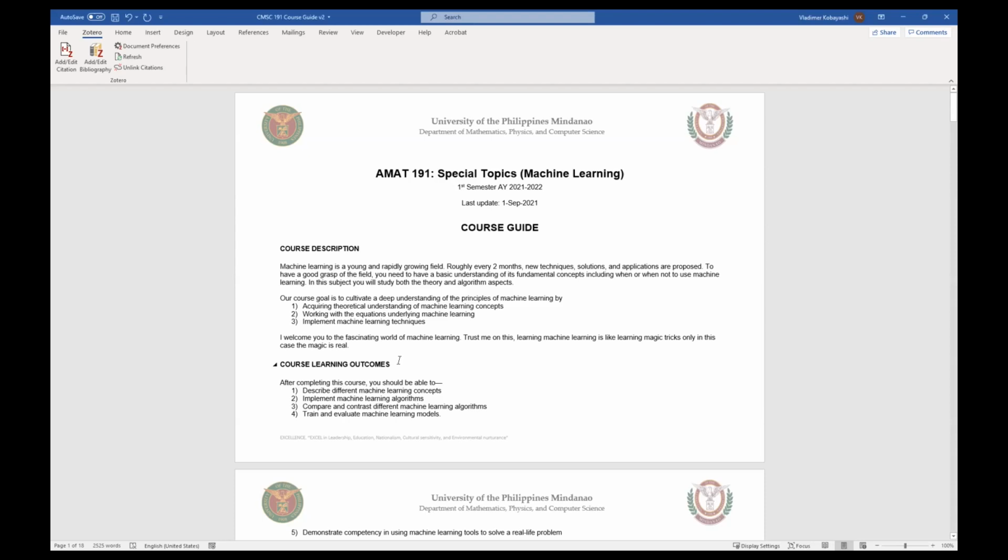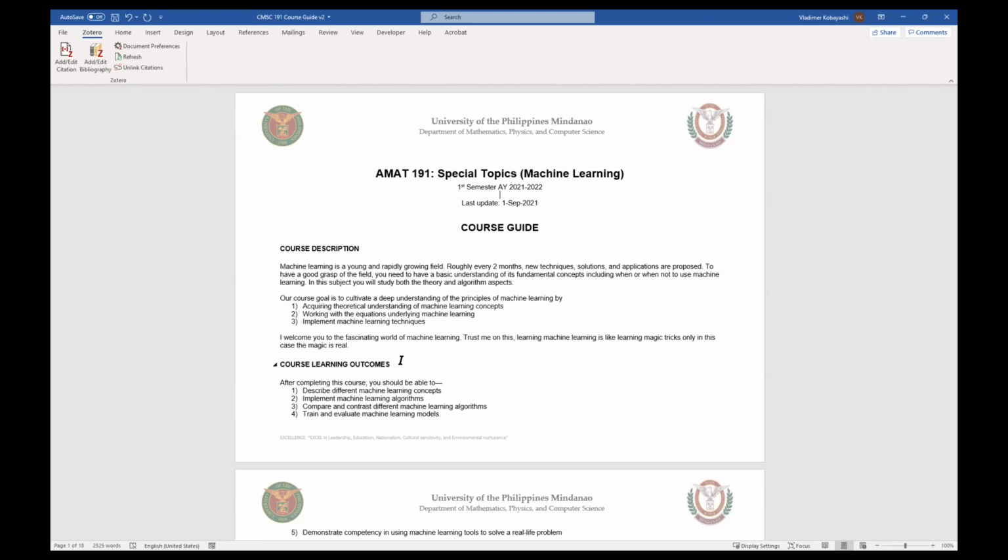Okay, in short, our course goal is to cultivate a deep understanding of the principles of machine learning by acquiring theoretical understanding of machine learning concepts, working with the equations underlying machine learning, and of course implementing some machine learning techniques. When I say implement, it means that sometimes we are going to work from the basic principles all the way up to the algorithmic considerations.